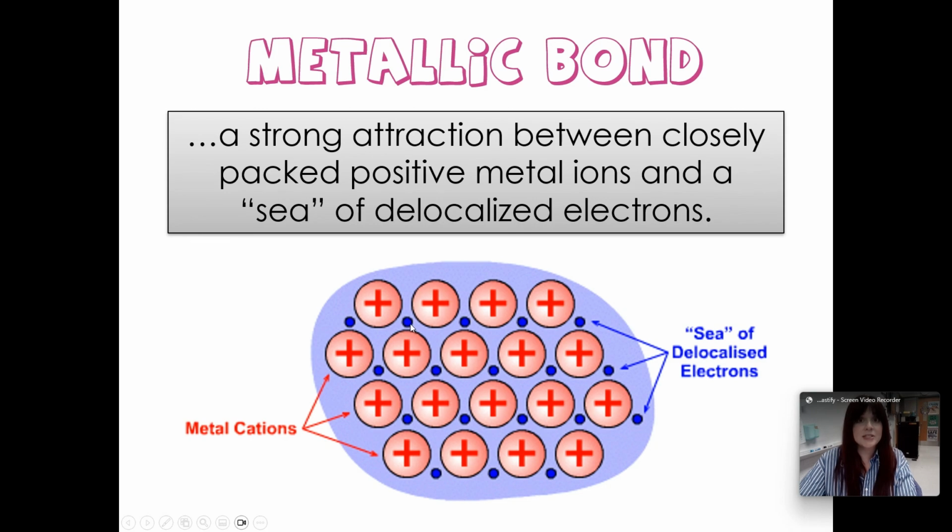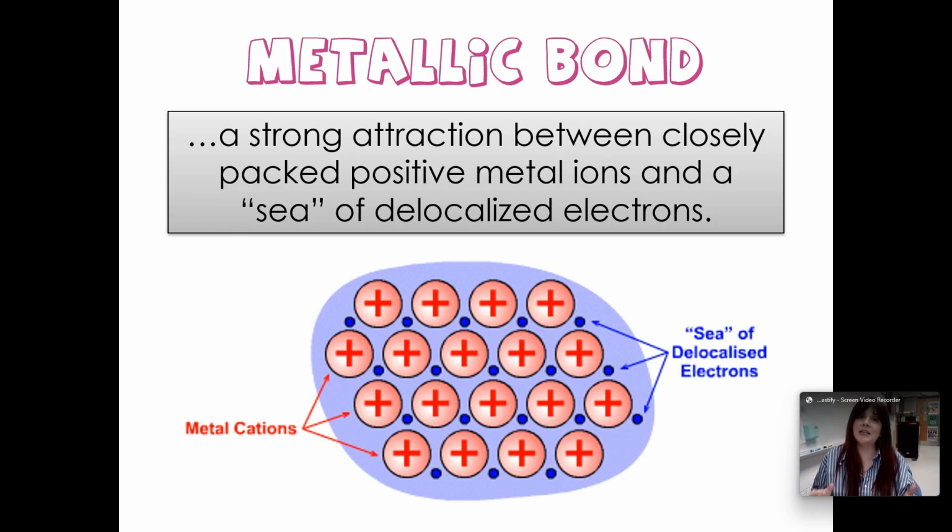And these blue dots are electrons. And these electrons are constantly flowing in between those metal ions. So as a result, these electrons are constantly moving. They're delocalized. They don't belong to one particular metal atom. They belong to all of the metal atoms. They're constantly moving. So as a result of these electrons constantly moving, the properties of metals are different from those of ionic compounds or covalent compounds.